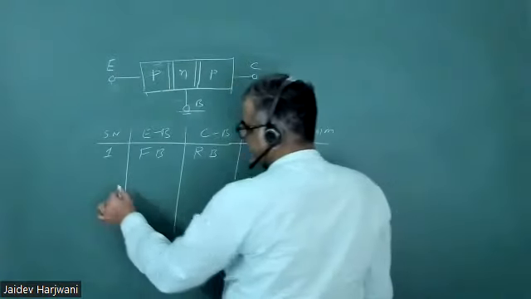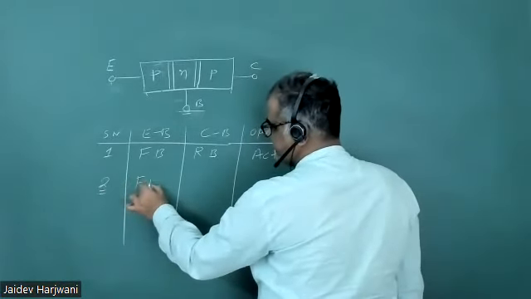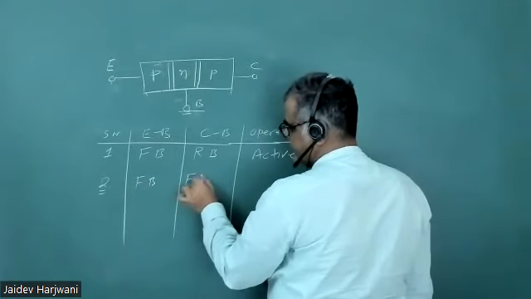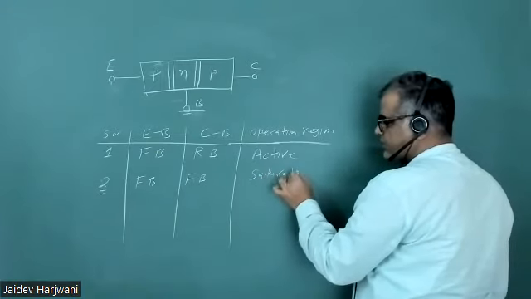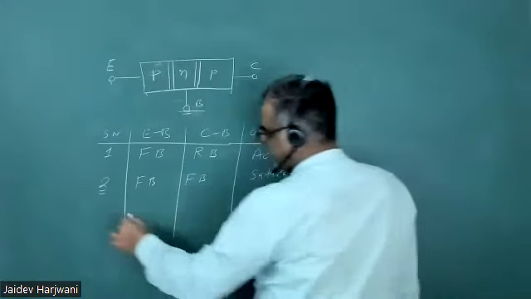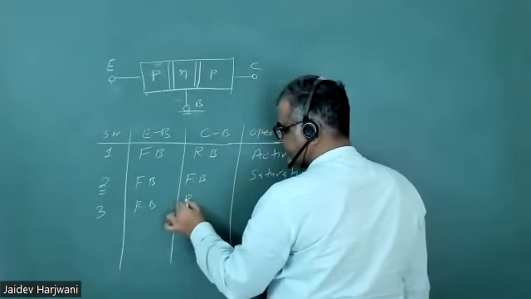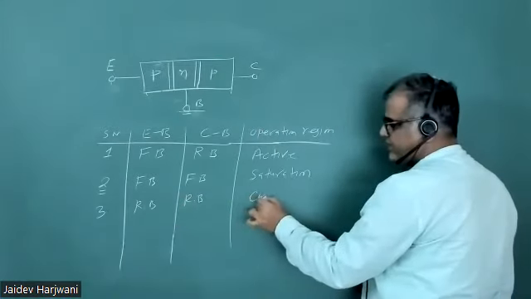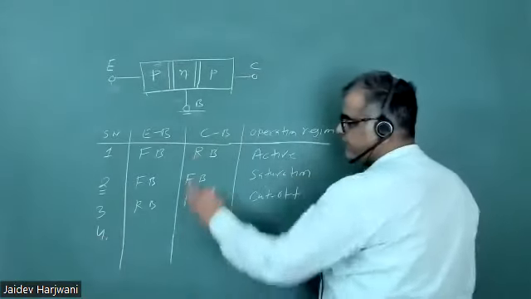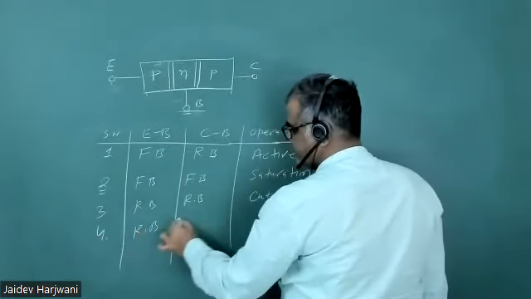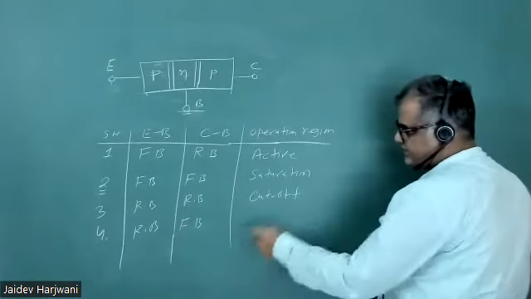The second is when this is also forward bias and this is also forward bias, so the operating region will be saturation. Third is when both are reverse bias, and the operating region will be cutoff. And the last is the inverse of the first one: this is reverse bias and this is forward bias. That is called inverse operation, which is rarely used.